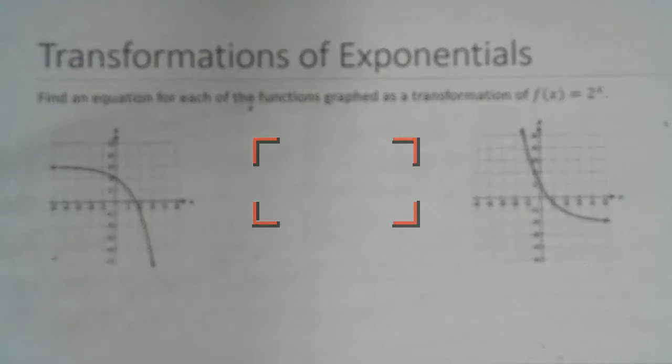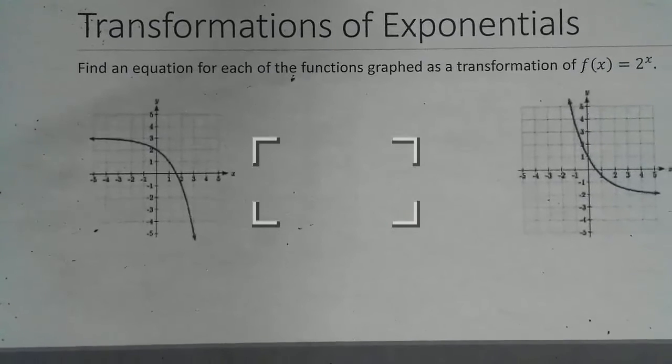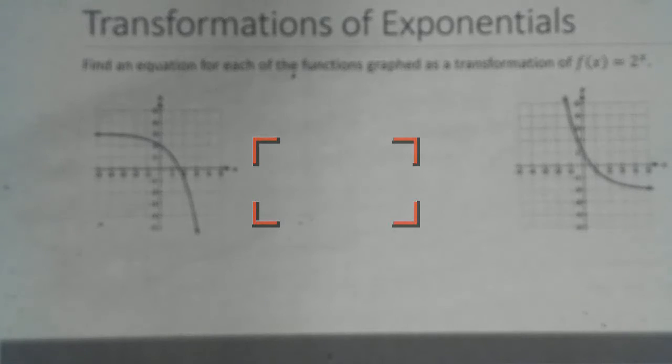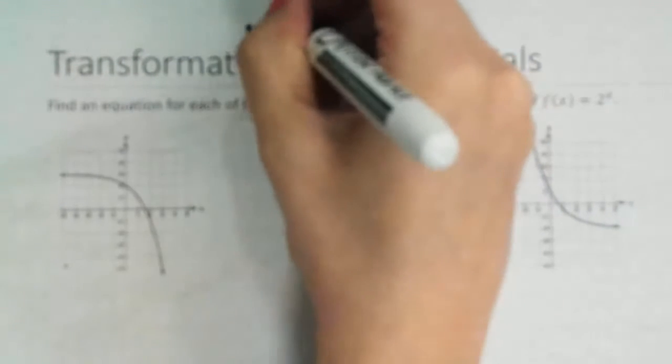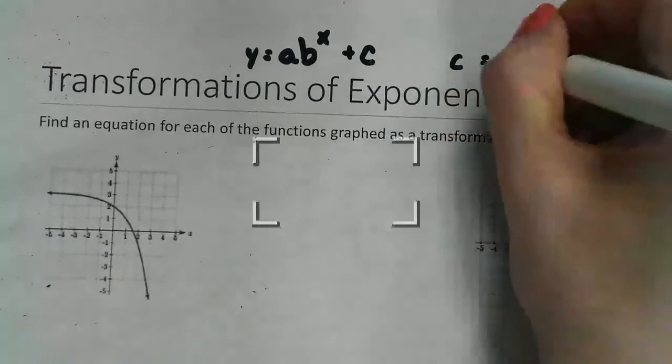So what we're going to do is take a look at these graphs and see if we can come up with a formula for the function that is graphed. And it says that these are going to be transformations of f of x equals 2 to the x, but we're going to show how it is 2 to the x rather than use that as information. The way we're going to approach this is the fact that the last slide told us we can write any transformed exponential as a times b to the x plus c, where c is equal to the value of the horizontal asymptote.